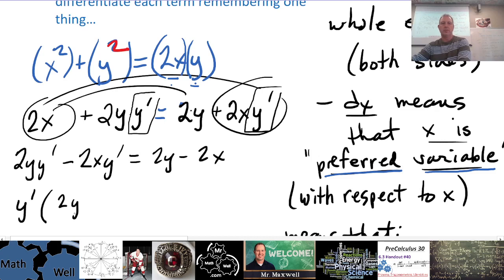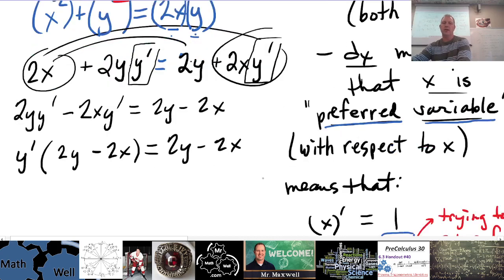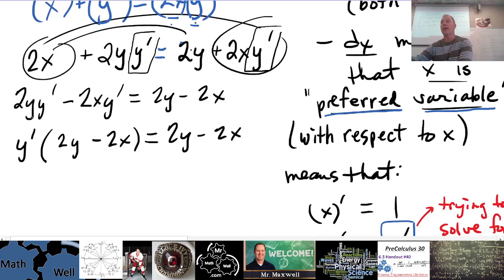Did you take out a 2y prime? Well, you could, but you don't have to, because you're not trying to isolate for 2y prime. You're trying to isolate for y prime. So just take out the y prime. You will be simplifying here in a bit, but you don't have to take out a 2y prime. Not necessarily a greatest common factor, just the y prime.